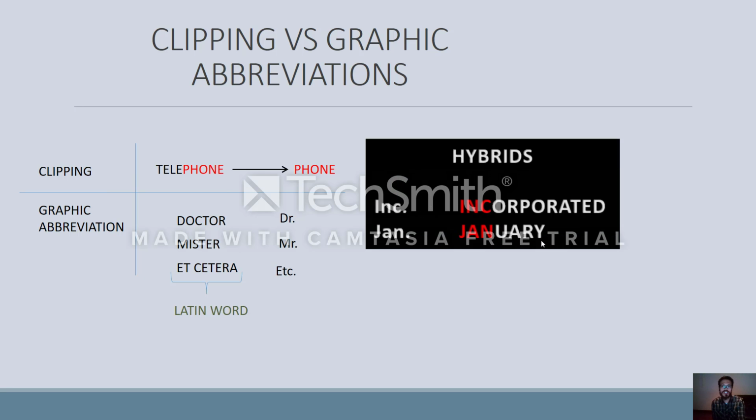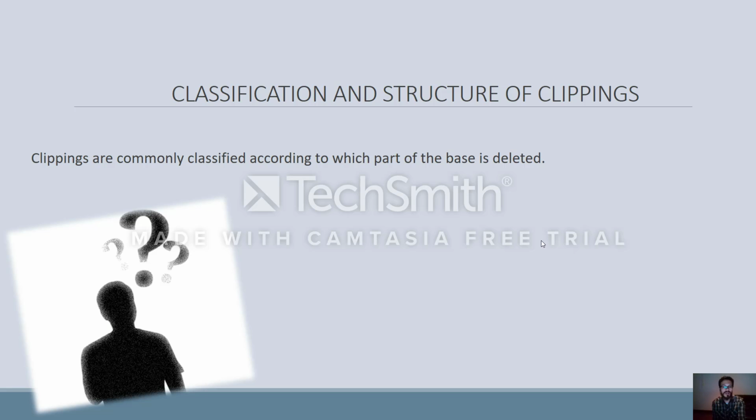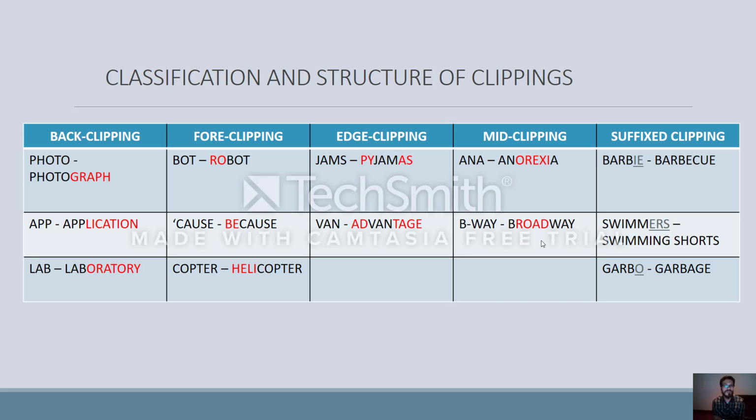Okay? So now that we have understood these different methods, it's important for us to know the classification and structure of clippings. Remember that clippings are classified according to which part of the base is deleted. In this chart, we have different classifications. The first one is back clipping. In the back clipping, what we do is to delete the back part of the word. For example, in photograph, we remove the last part, which is graph, then we get photo. App is the back clipping for application, and lab is the back clipping for laboratory.